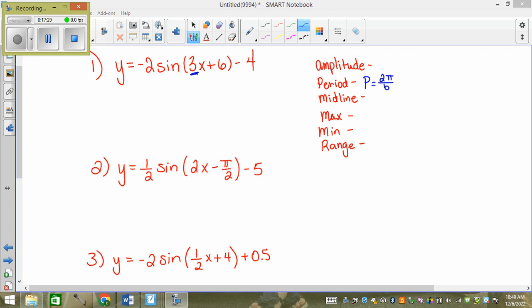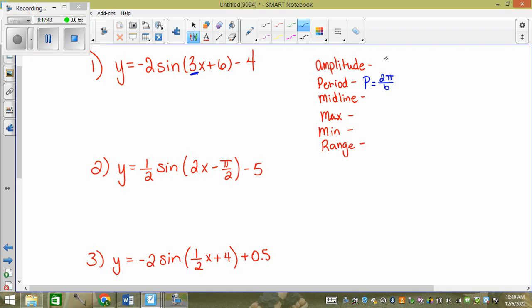All right. So the amplitude is always just the absolute value of your A, correct? Even if your A is negative. Okay, so the amplitude is the absolute value of the -2, so it's going to be positive, because the amplitude is always positive. So what's the amplitude of 2?